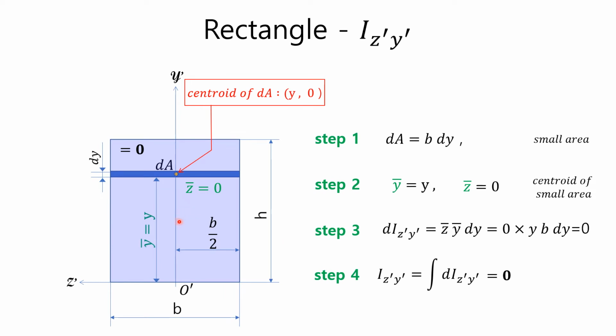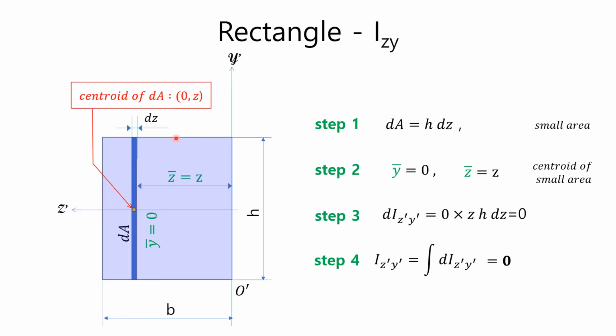What happens? The z-axis moves down to the z prime axis, and the y prime axis passes through the centroid of a rectangle. dA is the same. y bar equals y, but z bar equals 0. Therefore, the small second moment of area, dI_zy prime, equals 0. Consequently, I_zy prime equals 0 because we have nothing to integrate.